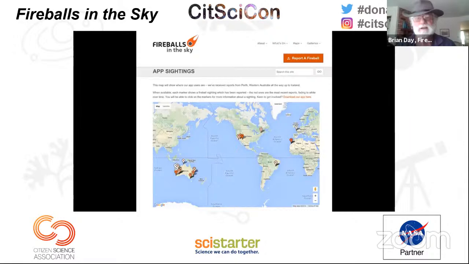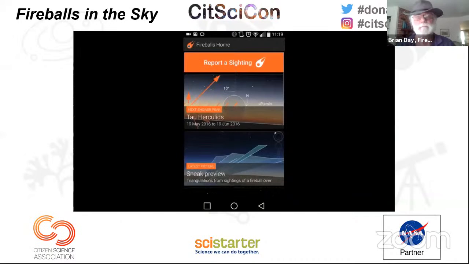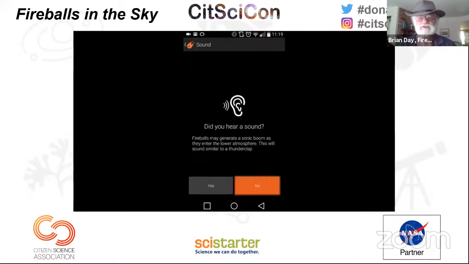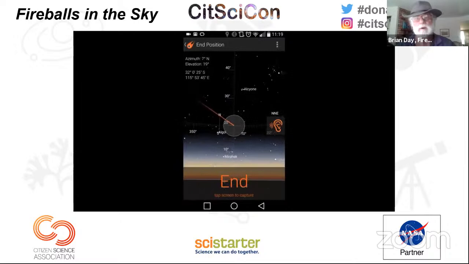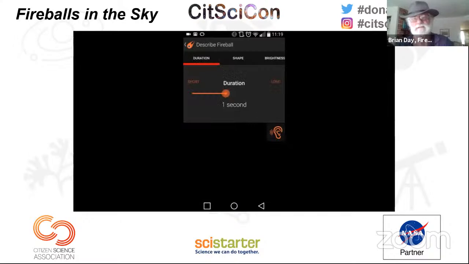The way it works is one of the functions of the app is to report a sighting. And if you see a fireball, it's going to ask you a series of questions. Did you hear a sound? We had a fireball last week that made a big bang here in the Bay Area. Next, it'll ask you to hold up your phone and trace out the path of the sky. You probably aren't lucky enough to have gotten a photograph, but there may even still be a trail in the sky. You can start where it began and ended.